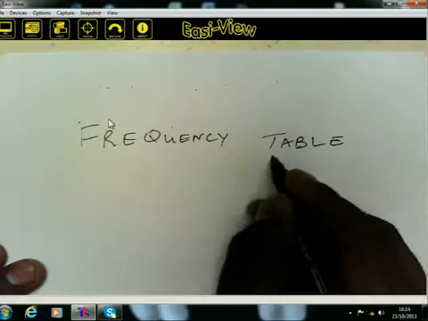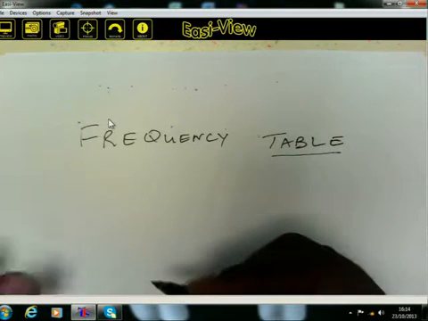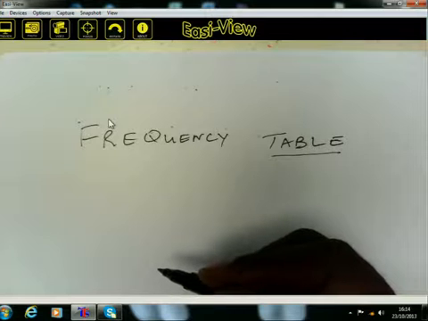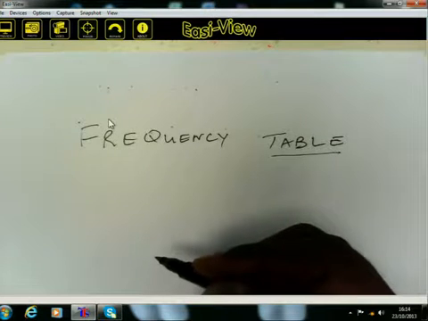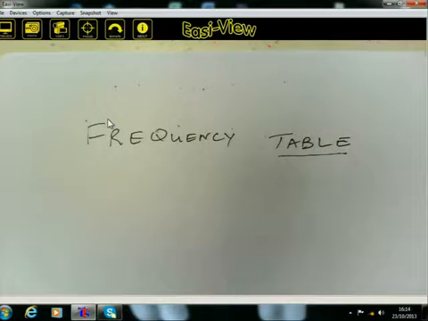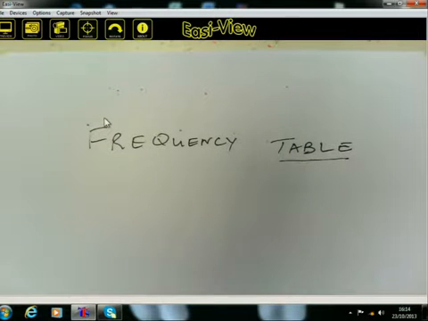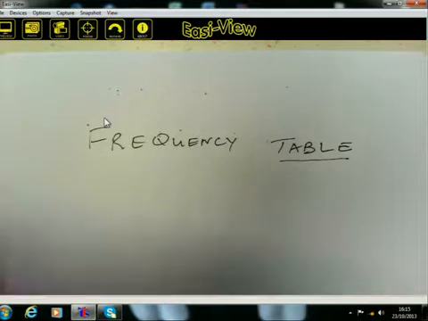Now, if you see the word table, that means we have to draw and put it somewhere. The information that is given, you take it and you put it somewhere. That is why we call it a frequency table. A frequency table tells us how often a data sample appears. Now, let's do it according to the information that is given.